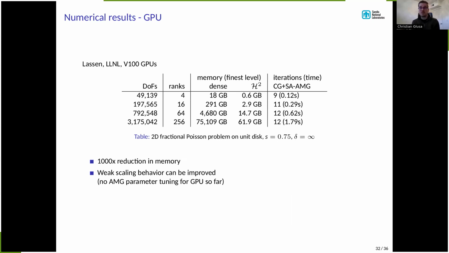Now the same problem again, but running on GPUs. These GPUs are quite beefy, and so we can run the problem a little bit larger, up to somewhere like 3 million unknowns. Again, we see that we recover a more or less constant number of iterations. The solve times also look quite good. I think this is the largest problem that we've run for this so far, somewhere around 3 million unknowns, and the savings in terms of memory we get are up to a factor of 1,000 due to the fact that we're using hierarchical matrices. Next slide, please.